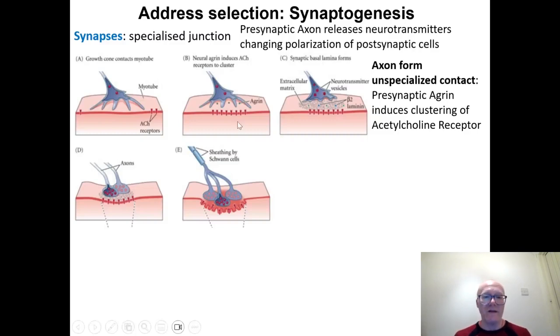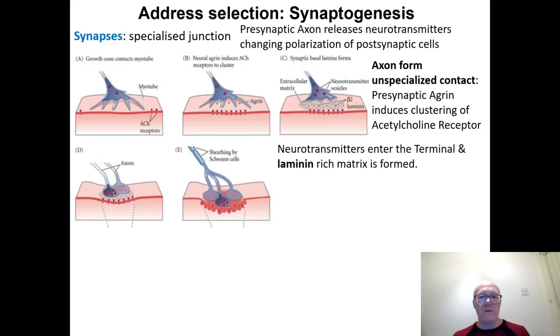So what we have here, for what we can see in this cartoon, is that the axon is releasing agrin, and agrin causes or induces the cells of the muscle to cluster acetylcholine receptors.